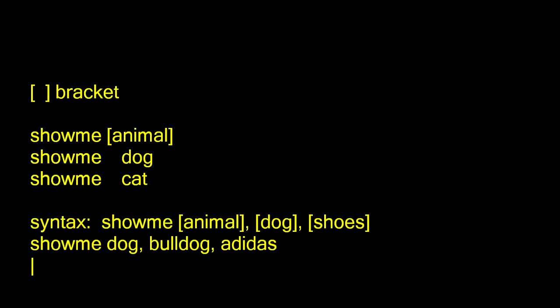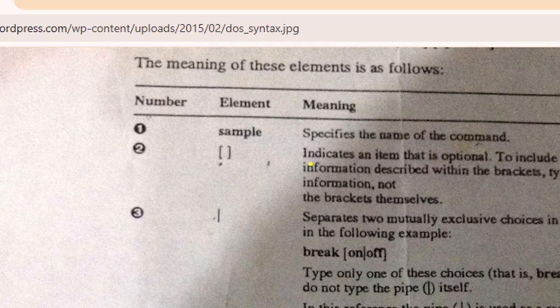Then you can choose show me animal, show me cat, show me Chihuahua, show me Nike. Okay, you understand now? Show me animal, cat. What's the name of the cat? Persian cat. Oh, this one is a Nike. See? Okay, so you understand now this. You understand now the bracket.